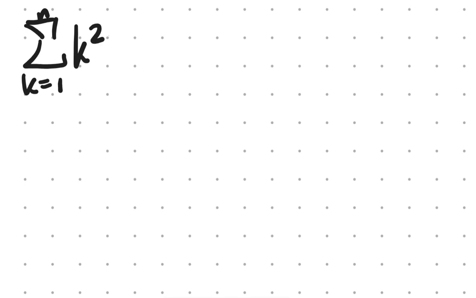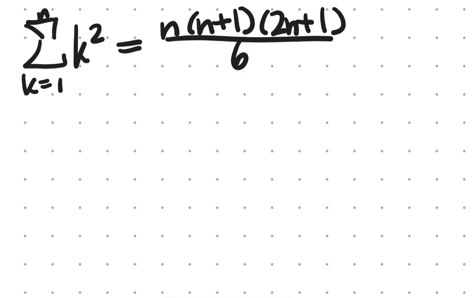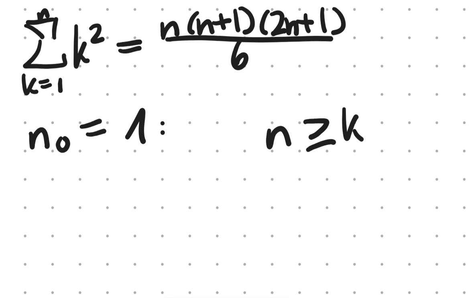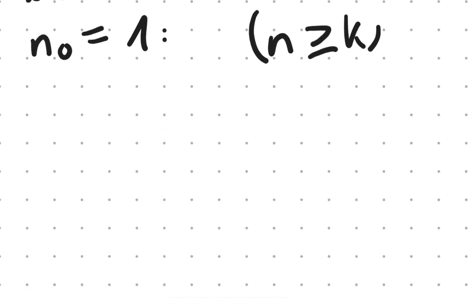So we suppose that the sum where k goes from 1 to n of k squared is equal to n times (n plus 1) times (2n plus 1) all divided by 6. Now let's suppose this is true. We will start with n naught equal to 1, since k starts from 1 and n is always bigger than or equal to k. So n can always start with 1.